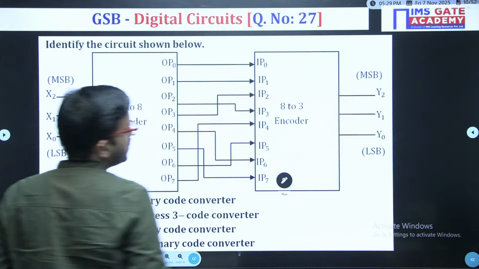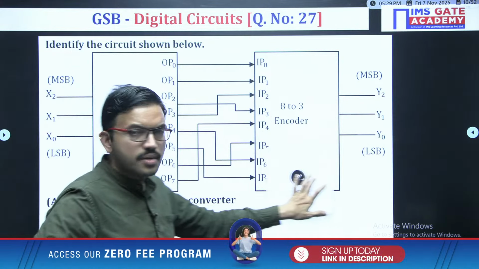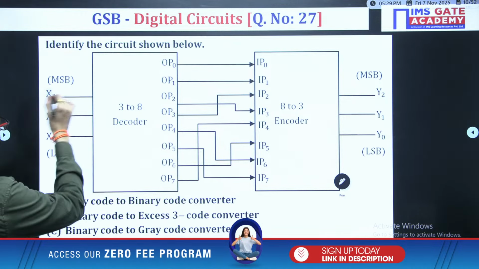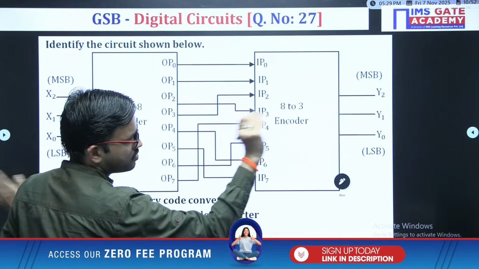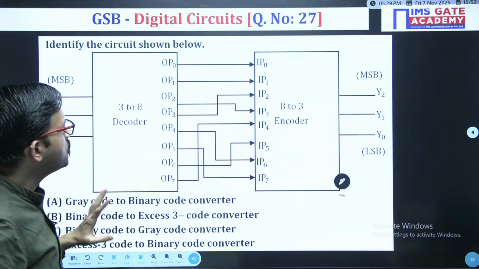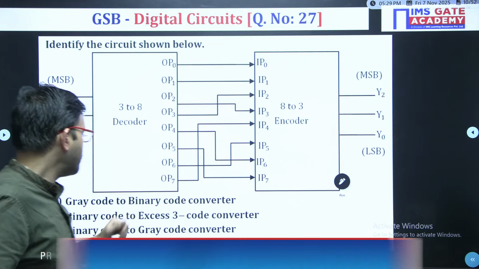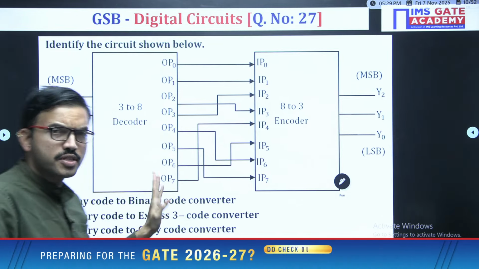Yes. See, here you just observe overall. For the overall circuit, the number of inputs is 3 and the number of outputs is also 3. Whenever you don't know the overall question's answer, no problem. Since you have choices, you can verify option by option.